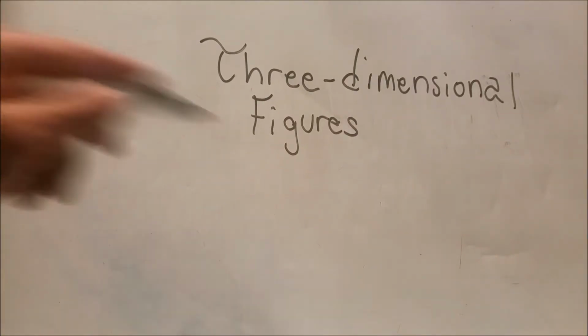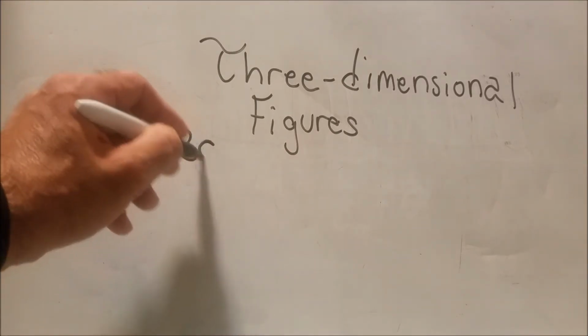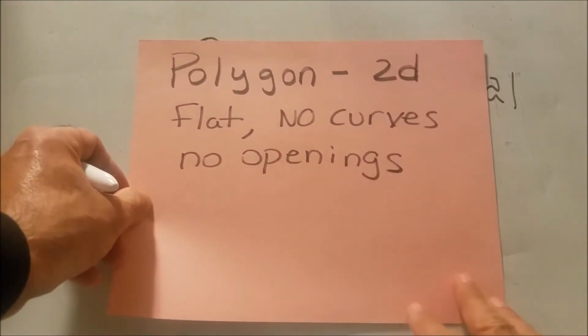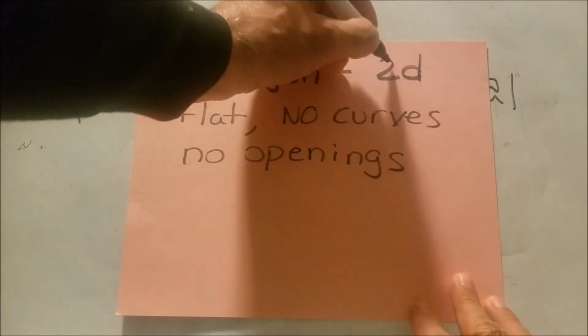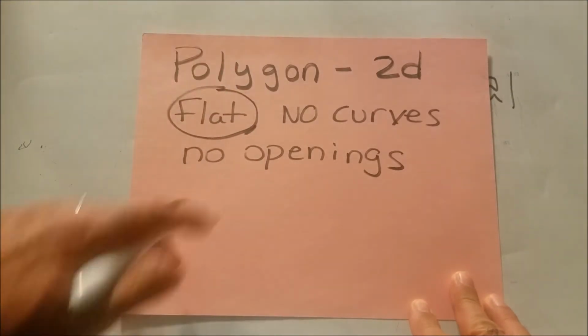Here's our video on three-dimensional figures today. So we can also say 3D, three-dimensional. Before we talk about three-dimensional, let's make sure we understand what a polygon is. Polygons are shapes that are two-dimensional, 2D. So 2D is flat. They have no curves and no openings.